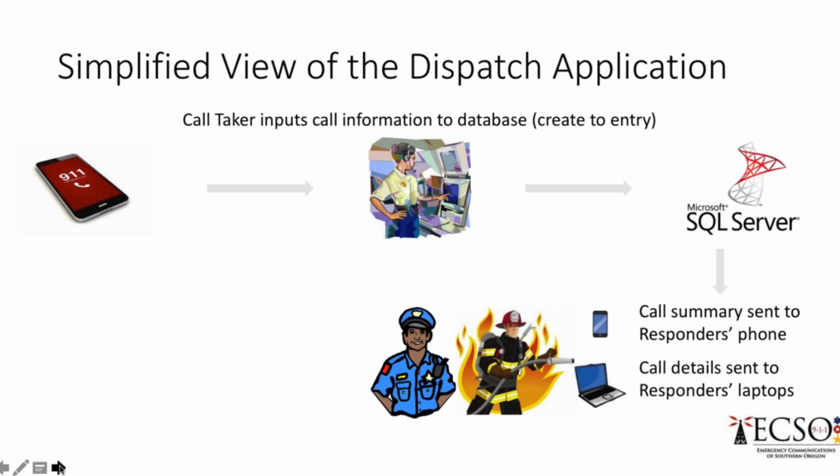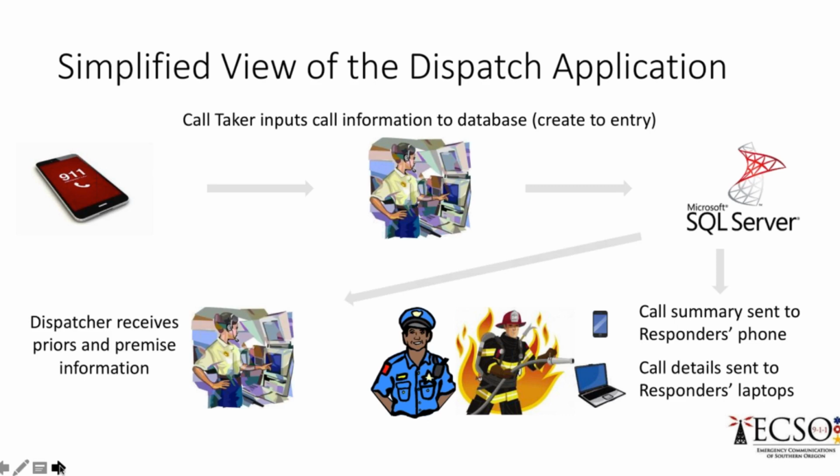The details are sent to the responder's laptop. So the summary comes on the phone, more details are sent to the laptops, and the dispatcher receives prior and premise information, right? So for example, they may want to know that, hey, this location is next to a chemical factory. Well, that would be pretty important if there's a fire going on. Or there have been, for example, domestic violence incidents at this location in the past. So this is all information that is needed for these emergency responders to be able to do their jobs.